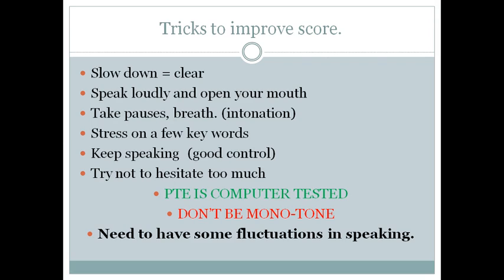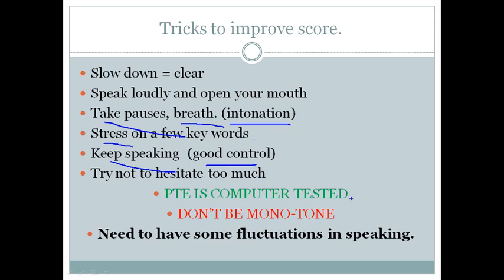All right, now tricks to improve your score. First of all, you need to slow down. If you slow down, you can speak clearly. And then you need to speak loudly. Like I said, don't scream. Just speak in a louder than normal voice. Just tone up your voice a little bit more, and open your mouth. Take pauses. Pauses are important. If you breathe where there's a full stop or a period, then it will sound like you have better intonation. You can also stress a few keywords, or a few words that you think are important, which will help you raise your score as well. And obviously you need to keep speaking, which means you have good control of your speech, and try not to hesitate too much.